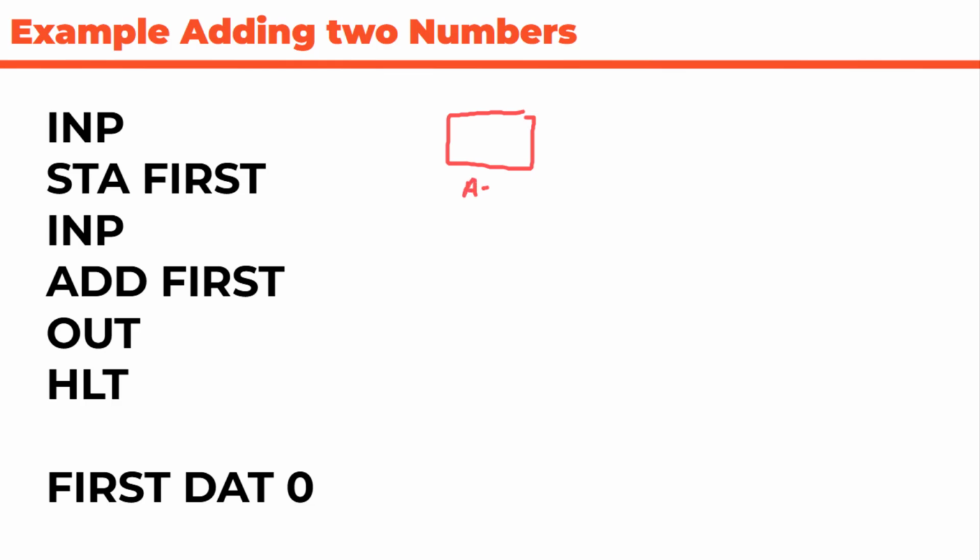I'm going to have a box for the accumulator, because I know I'm going to need that because all of these use the accumulator, and I've also got a data storage, a DAT called first. So I write in there first. In addition to that, I have another box, and this is my output, my out box there.